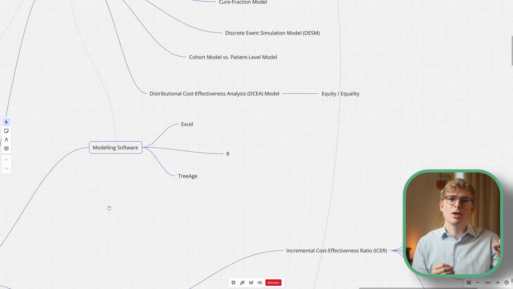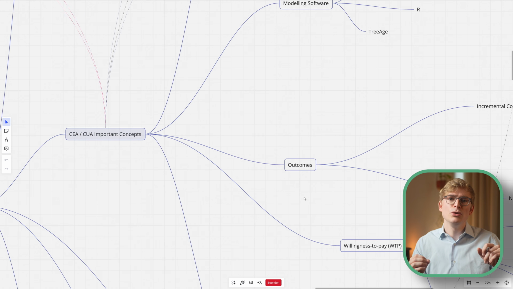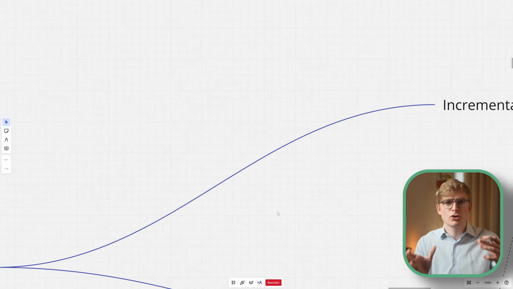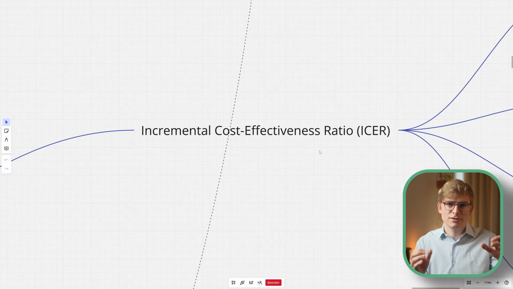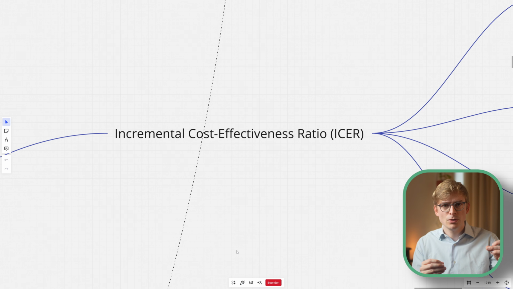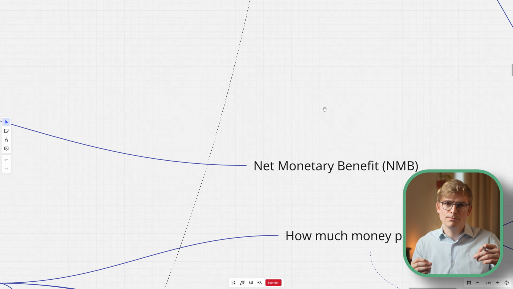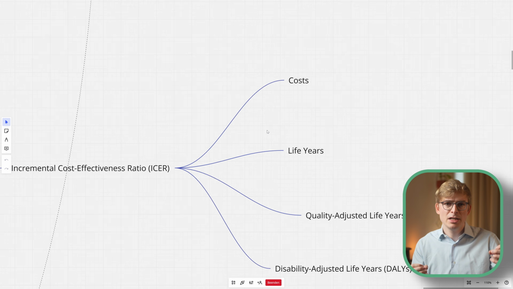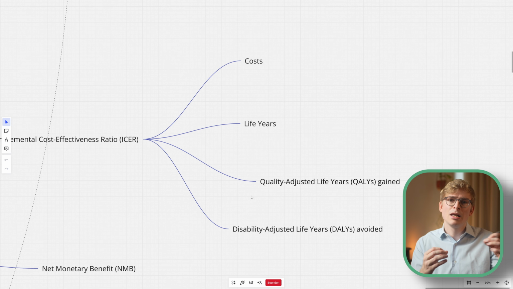Next up, let's have a look at the outcomes that are commonly used for cost effectiveness modeling. Generally, there are two main outcomes that you should know about: the incremental cost effectiveness ratio, or ICER for short, and the net monetary benefit. ICERs tend to use incremental costs and QALYs to make reimbursement recommendations, but you could also use life years gained and even DALYs avoided.